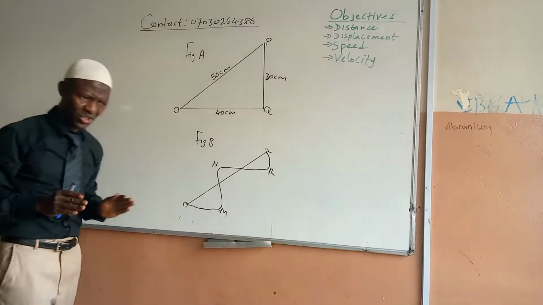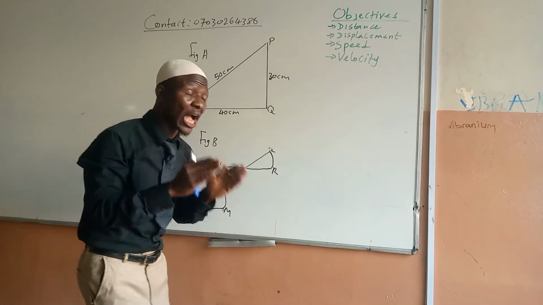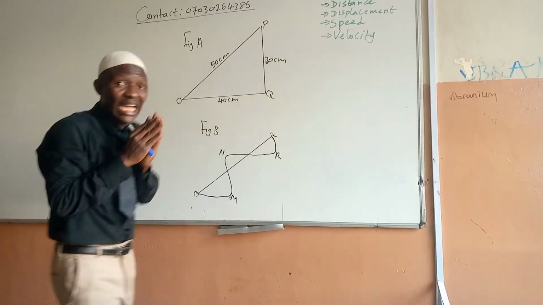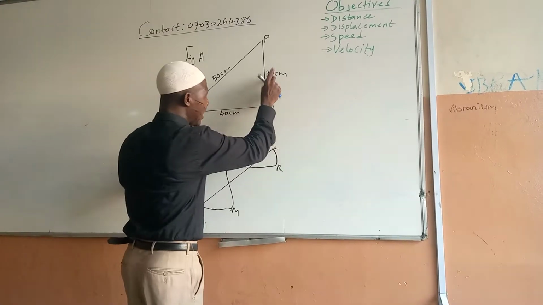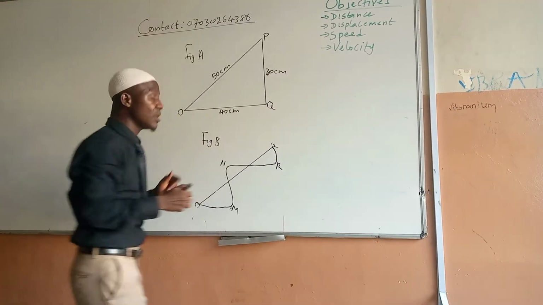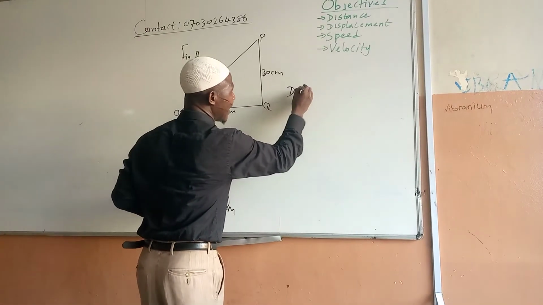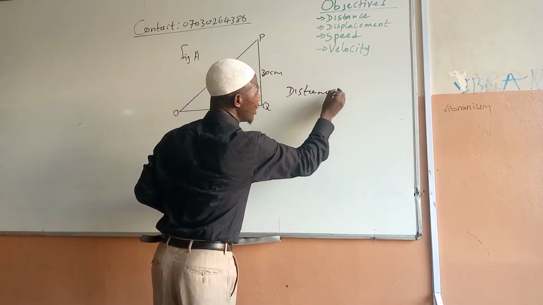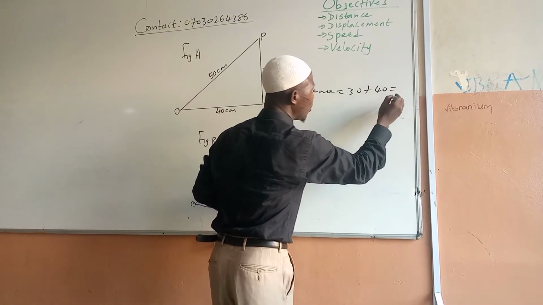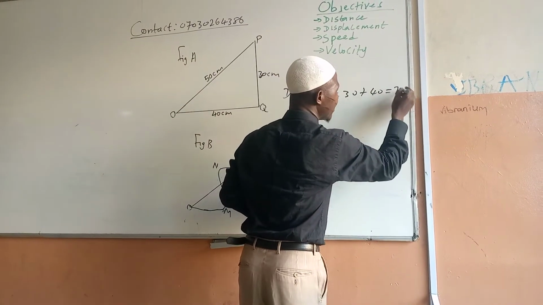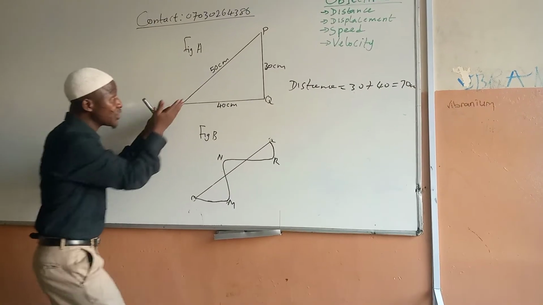When we say scalar quantity, what do I mean by that? It means a quantity that does not have what? Direction, but it has magnitude. Like this one, we have 40 plus 30, which will give you 70. Therefore, distance is equal to 30 plus 40, which will give us what? 70 centimeters. Then the displacement covered, you just measure it.